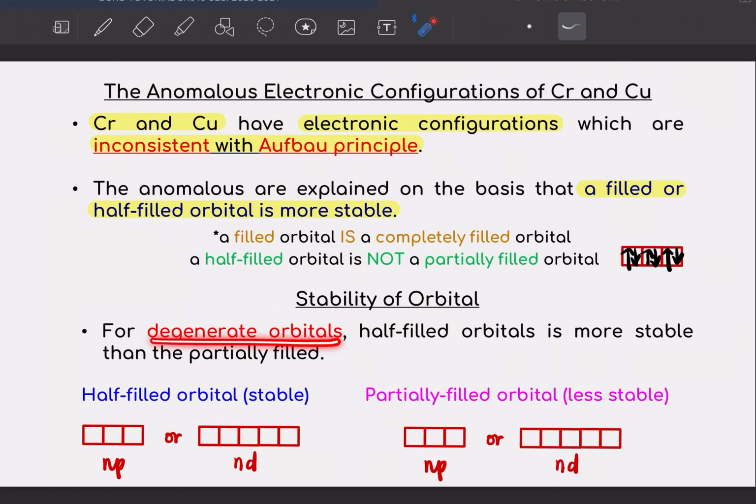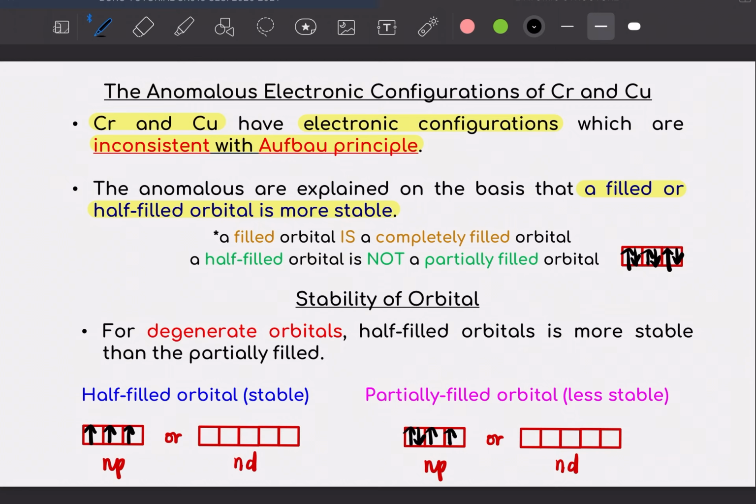For degenerate orbitals, orbitals of the same energy, macam 2p, 3p, 4p, 3d, kira 3p, 3d lah contohnya. A half-filled orbital is more stable than a partially filled one. So let's say, how do we show a half-filled orbital? Half-filled p orbitals will look like this: 1, 2, 3. So ini dikira half-filled. This is more stable than this on your right: 1, 2, 3, 4. Ini adalah partially filled.